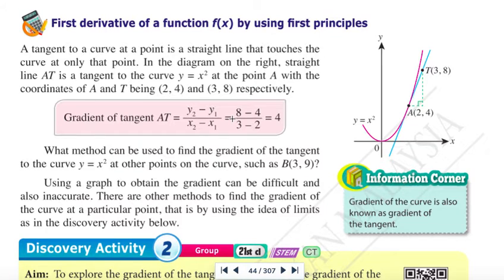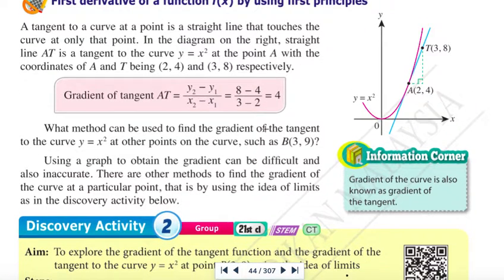Okay, first derivative of a function. First derivative of a function f(x) by using first principle. We are going to find the tangent. This tangent AT is (8 minus 4) over (3 minus 2). So the tangent is equal to 4.